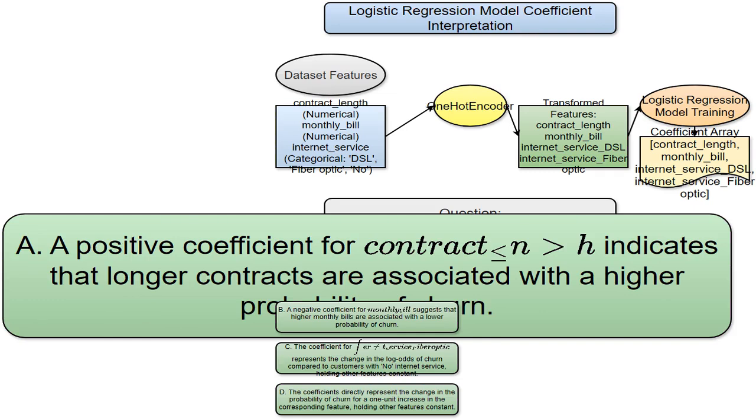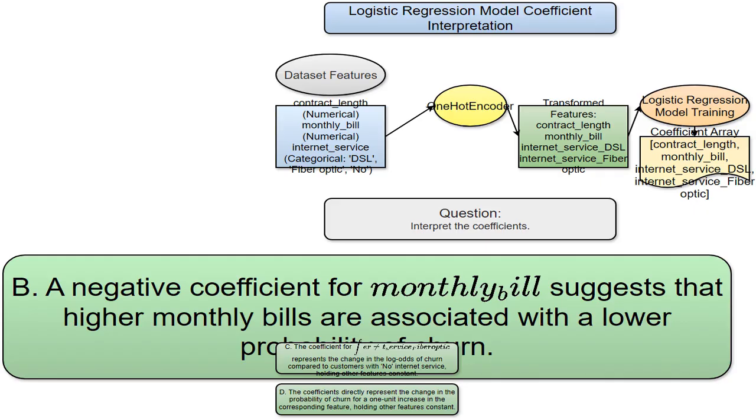This statement is incorrect. A positive coefficient means that longer contracts are associated with higher log odds of churn, not necessarily a higher probability. The relationship between log odds and probability isn't linear. It's a bit subtle.